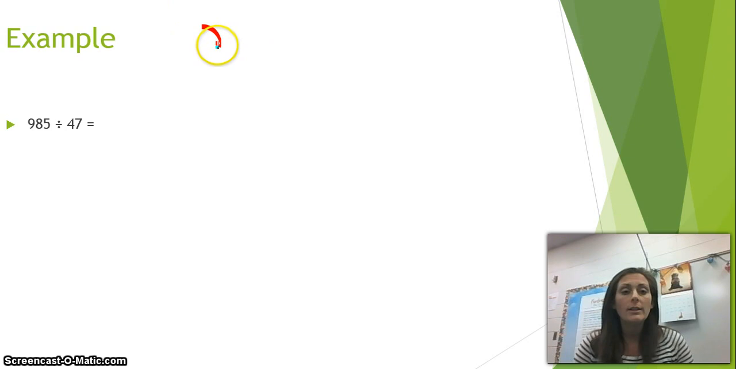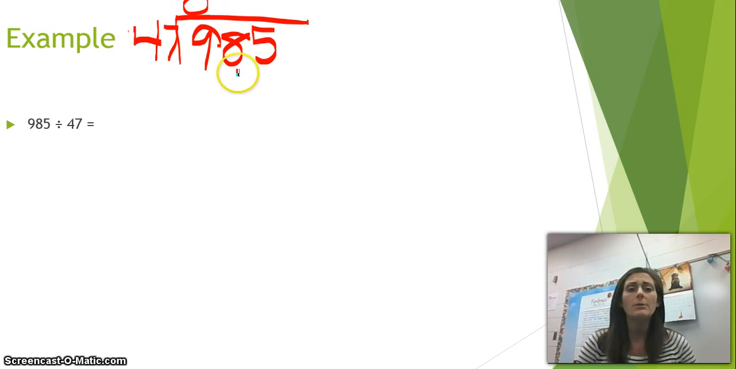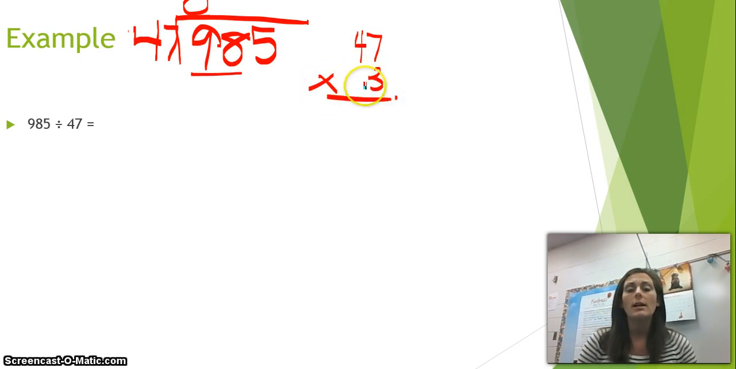So we have 985 divided by 47. 47 does not go into 9. And how many times does 47 go into 98? So 47, let's try 3 times. 3 times 7 is 21. 3 times 4 is 12, plus 2 is 14, so that's 141.